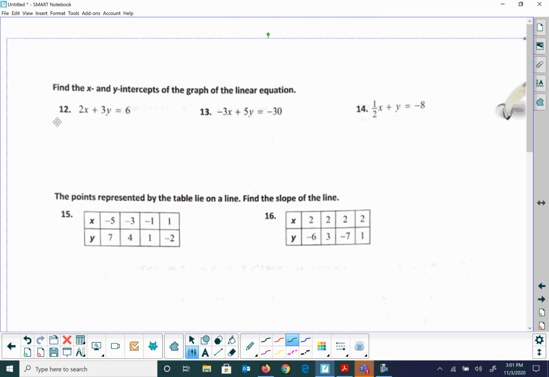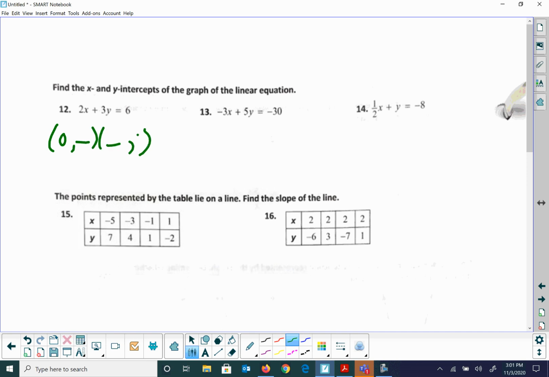All right, find the x and y intercepts of the linear equation. So this is going to be 0, comma, blank, and blank, comma, 0. So this means I'm covering up my x value. So 3 times what number gives me 6? That'd be 2. And then this is a y value, so we're going to cover up my y. So 2 times what number gives me 6 is 3. And 0, 2 is the y-intercept, and 3, 0 is the x-intercept.